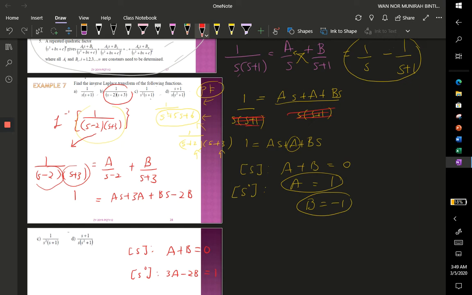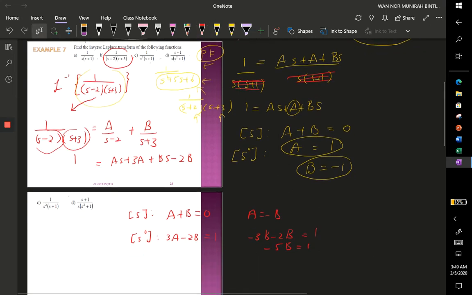I don't have a calculator. You just punch your calculator to get A and B. Don't waste your time and energy to get A and B, because the mark is just 1. So A equals negative B. When I substitute here, I have negative 3B minus 2B, so negative 5B equals 1. I hope that I calculate this one correctly. B equals negative 1 over 5, therefore A equals 1 over 5.